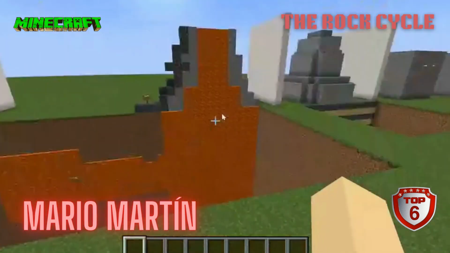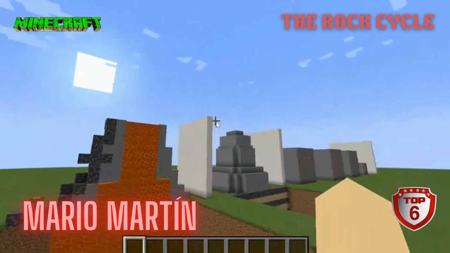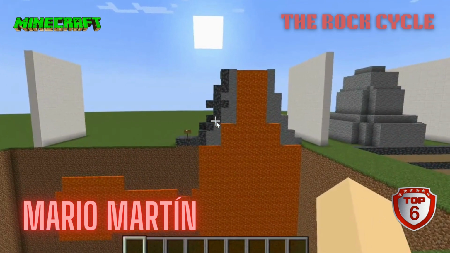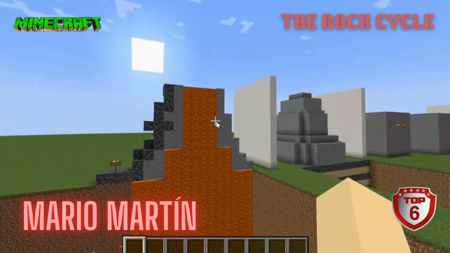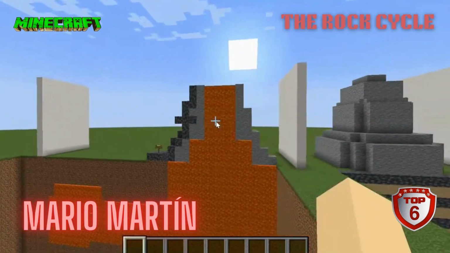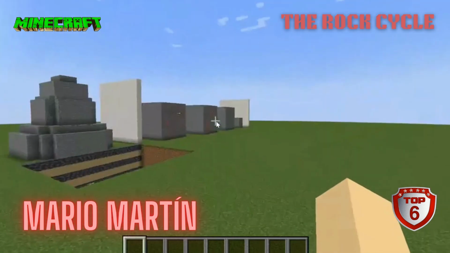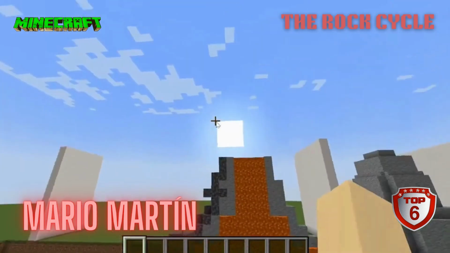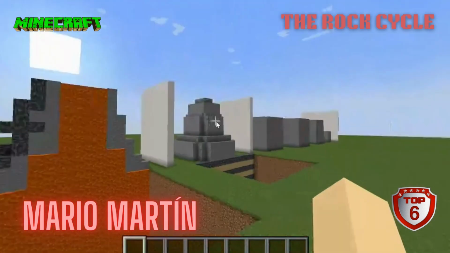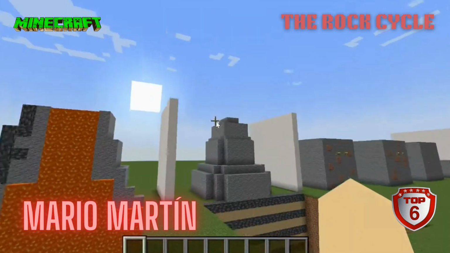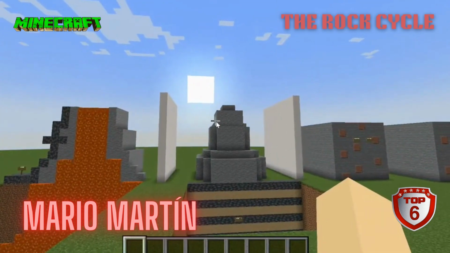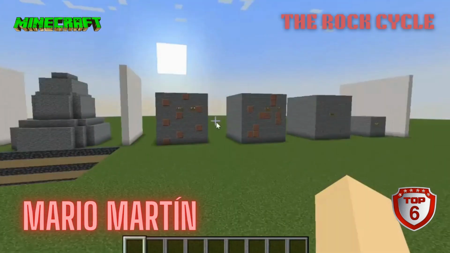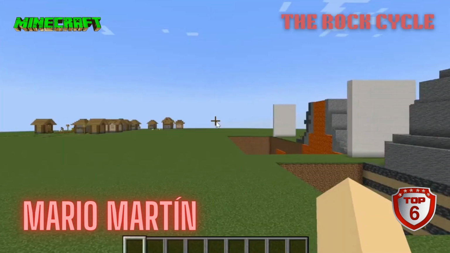Today I'm going to explain the rock cycle. The rock cycle starts with the three types of rocks. Here we have the igneous rocks. Here we have the metamorphic rocks. And here we have the sedimentary rocks.